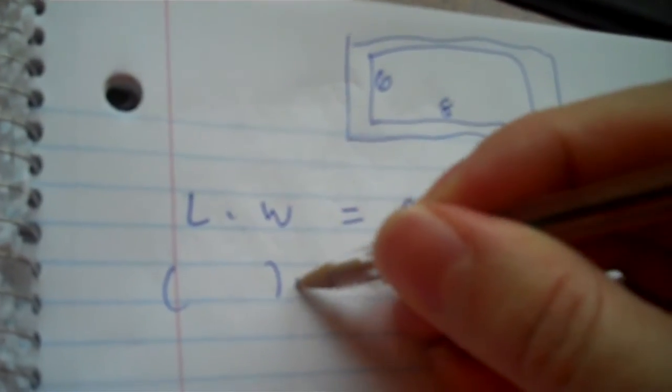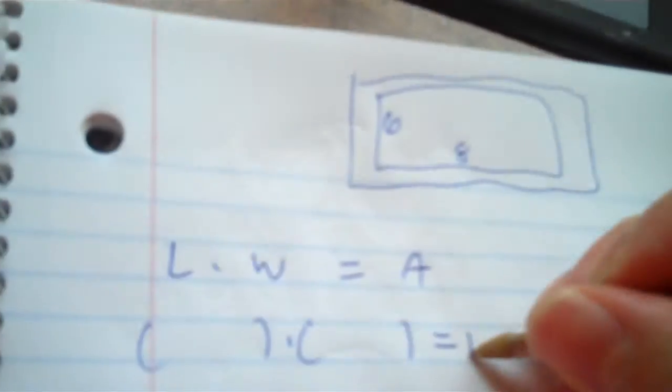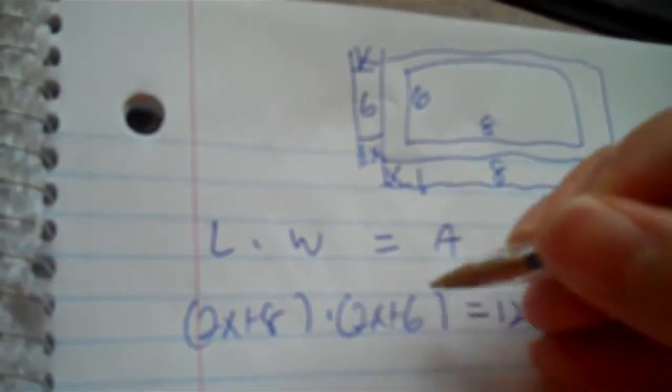Length times width equals area. So make a parentheses for the length times a parentheses for the width equals the area. We know the area is 120 though, so I have a number to put there. Now for your length, it's not 8, you got to do the whole thing. So from here to here is 8, but then these are unknown, the outside, so x. So 1x plus 1x would be 2x, so that'd be 2x plus 8. So that's 6, 1x would be 2x, 2x plus 6.